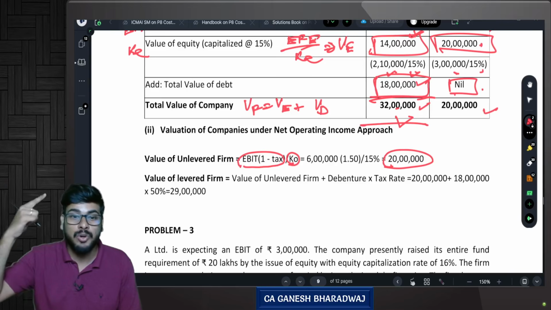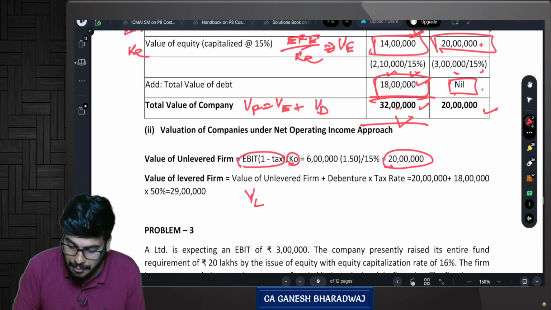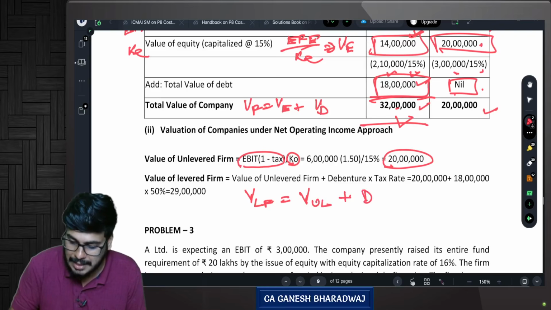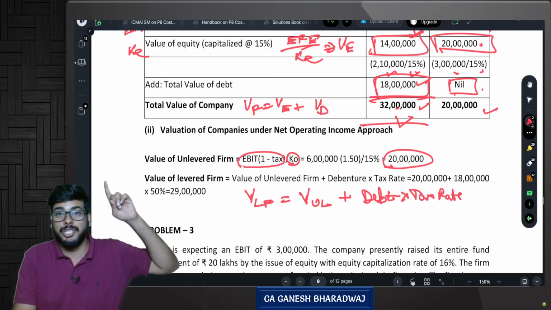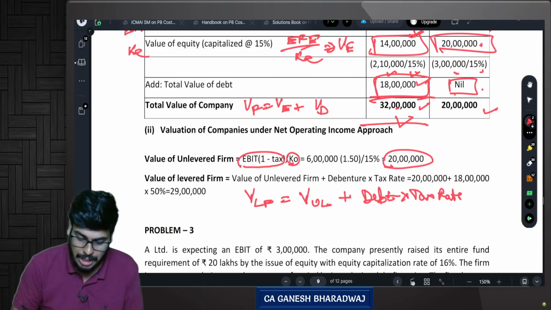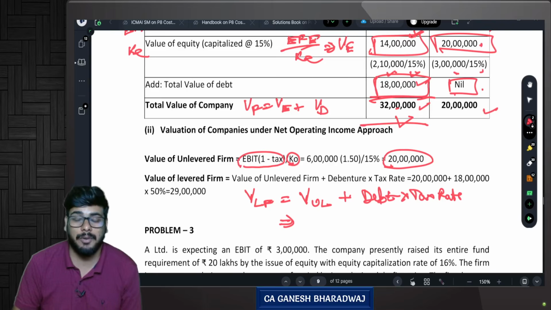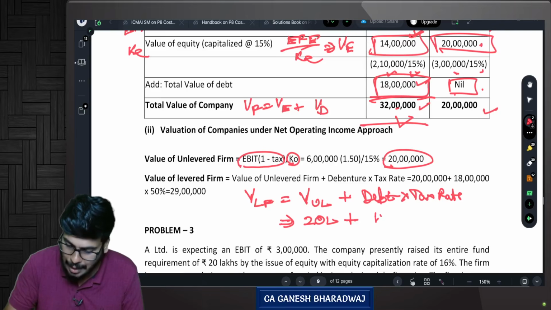Correct? Now recall this proposition. This is where I said you can use this formula. Value of levered firm is equal to value of unlevered firm plus the debt amount into tax rate. Yes, this was the proposition given under which? Under the approach with the tax. Are you clear with this? So we need to find out the value of the levered firm. The levered firm is P Limited. The value of P Limited is nothing but 20 lakhs, that is the value of the unlevered firm, plus the debenture amount, the debt amount is 18 lakhs, into tax rate of 50%.